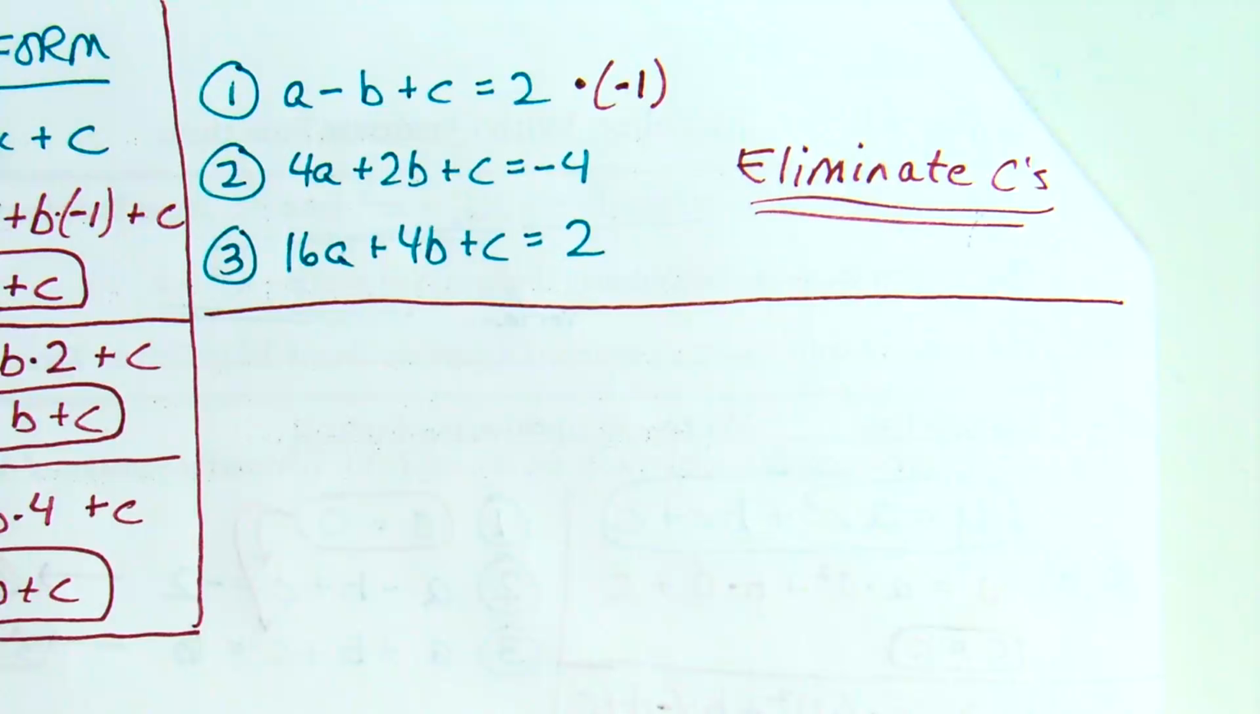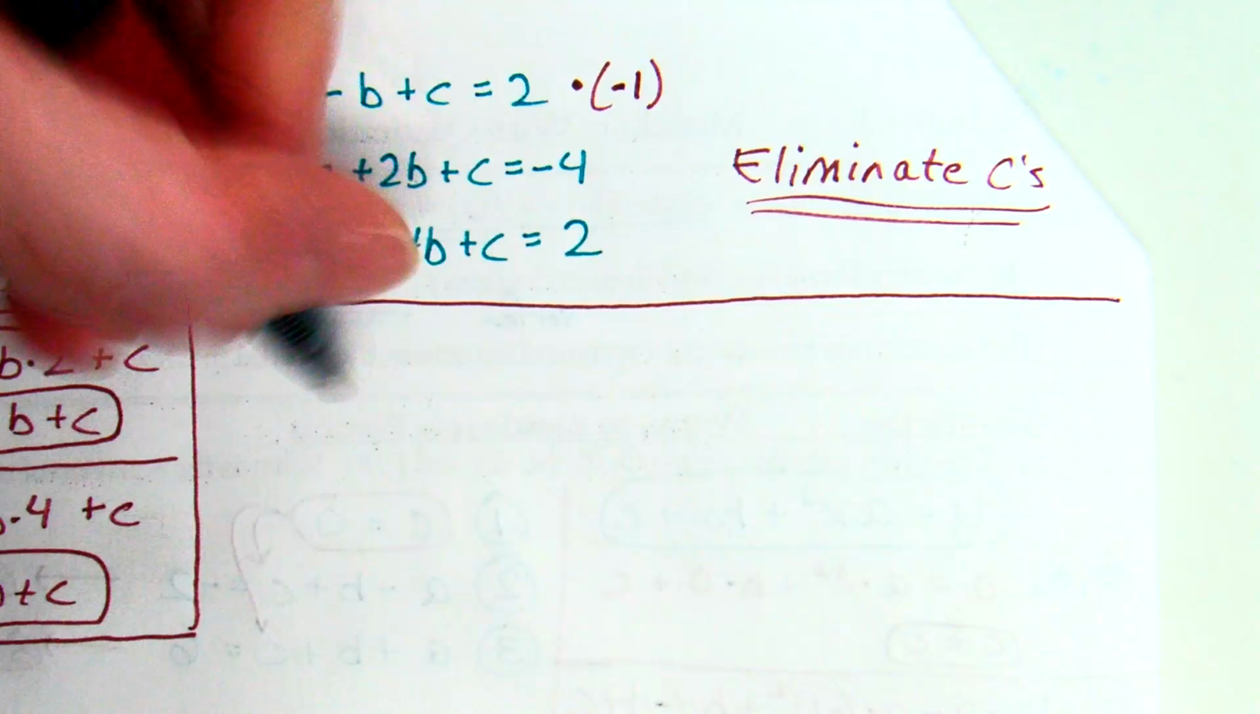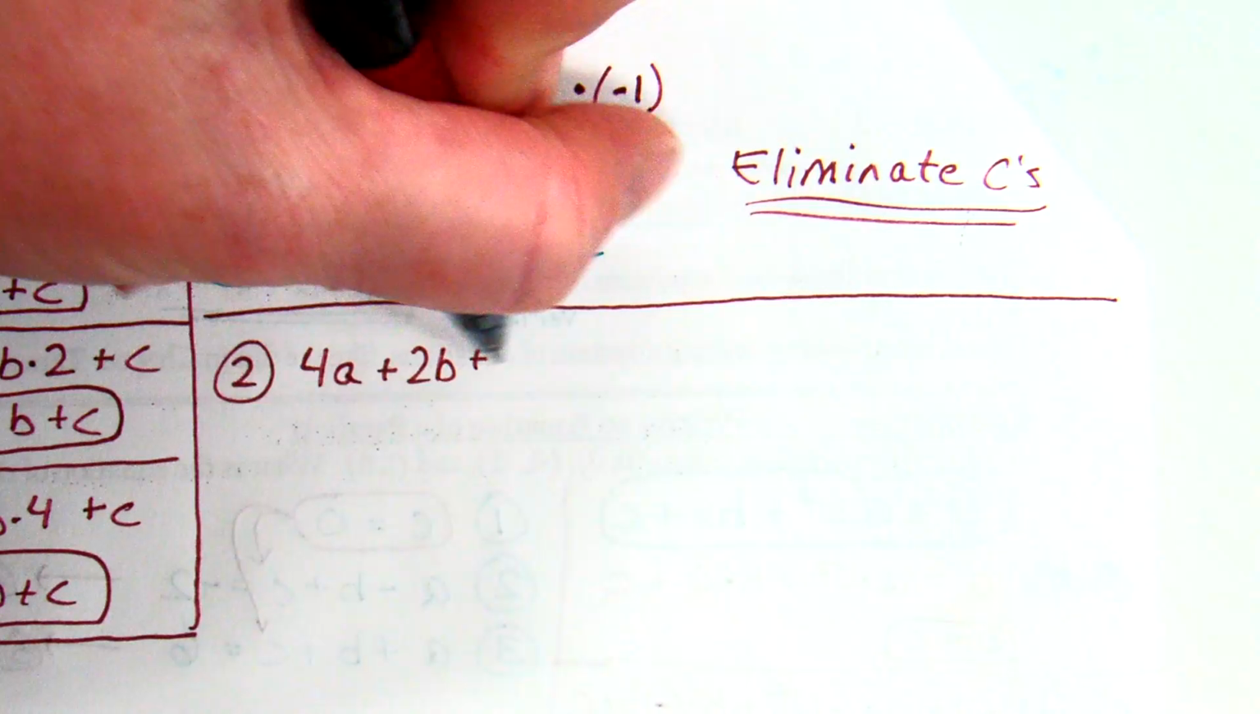So what I'm going to do is take turns putting 1 with 2 and 1 with 3. I'm also, because I prefer my bigger numbers on top, I'm going to put 2 on top of 1. Does that make sense? I'll write it out and see if you guys can see what I'm doing. So if I'm putting 2 and 1 together, 2 I'm going to leave as is. It's 4A plus 2B plus C equals negative 4.